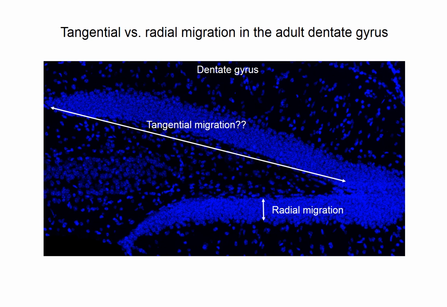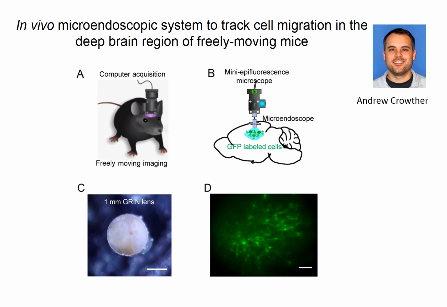But this aspect has not been studied, largely due to the technical limitations associated with tracking these cells. To solve this problem, a very talented graduate student in my lab, Andrew Crozer, employed this in vivo microendoscopic system in conjunction with fluorescence labeling. He's implanting this mini microscope into the hippocampus, just above the dentate gyrus of our interest.